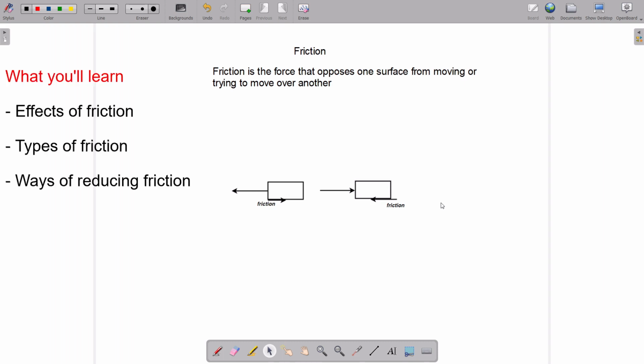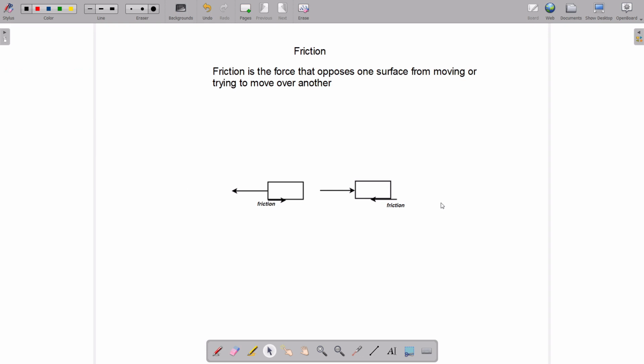Friction is a force that opposes one surface from moving or trying to move over another. Or it's a force that prevents the relative sliding motion of one surface over another. And friction is something that we've all experienced before in one way or the other. For example, if you try to rub your palms together, you realize that you're unable to do it smoothly. And with time, it produces heat because of the friction that exists between the palms of your hands.